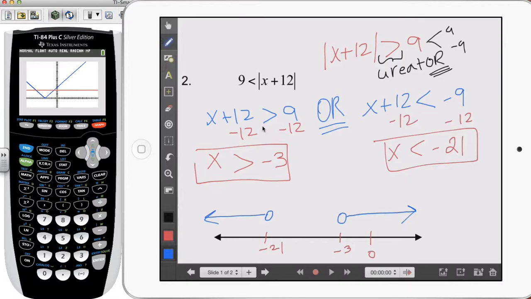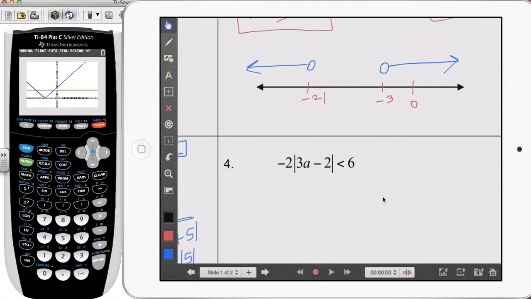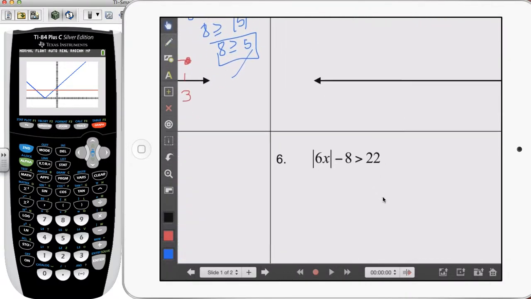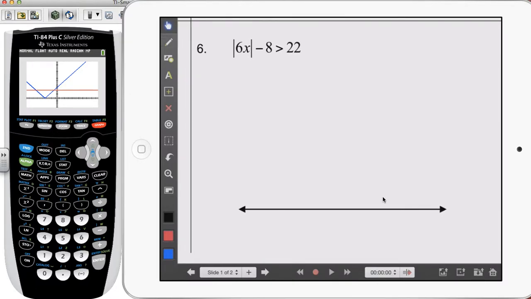So remember, the steps are the same. Isolate the absolute value. Decide what type of relation it is. If it's less than, then we'll have a compound inequality, a line between two different numbers. Greater means you have two different inequalities, two different lines, okay? Now pause the video and try to do number 6 on your own.